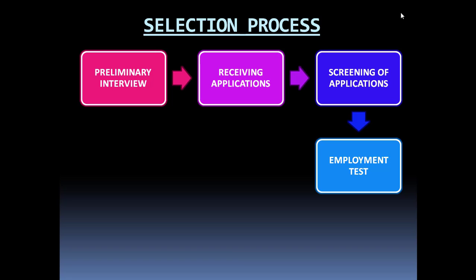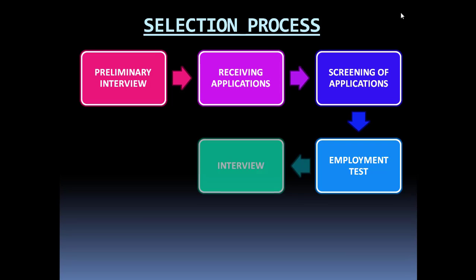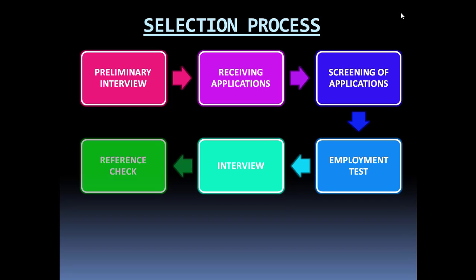After screening of the applications, the applicants who are found to be suitable as per the job requirement, employment test of those applicants is done. And there are various types of tests which I'll be discussing when I cover the selection process topic. Now after the employment test, the candidates who qualify the employment test are interviewed by the HR department or by the department where the position is vacant, right? Then after that, reference check is done. In reference check, the documents and whatever facts are provided by the candidates are checked by the HR department or by a third party, right? Because the organization wants to confirm that whatever facts are given by the candidate about himself are correct.